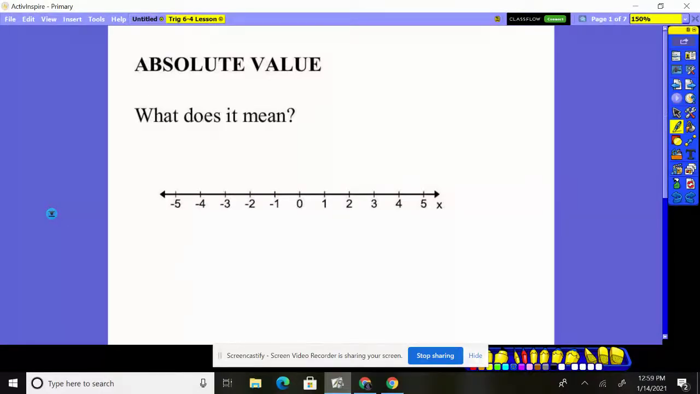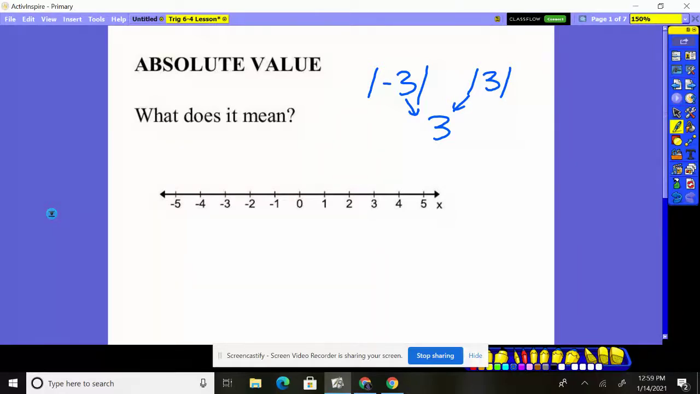Same way when we deal with the absolute value of a number, whether it's -3 or +3, they're both going to give you a positive answer. No matter what you put in that absolute value, it comes out a positive number.